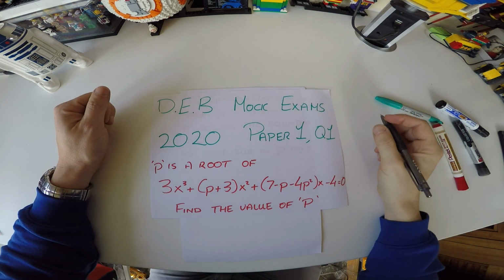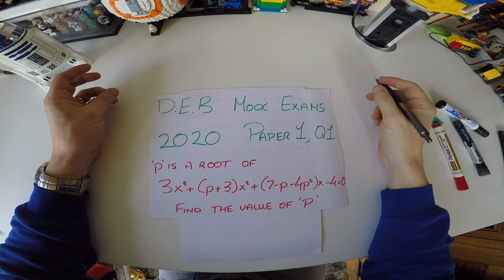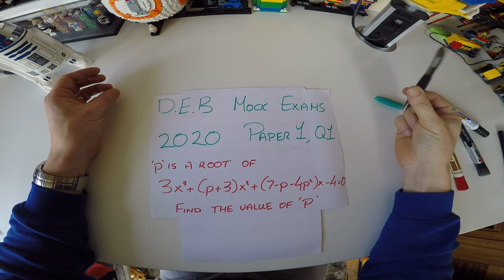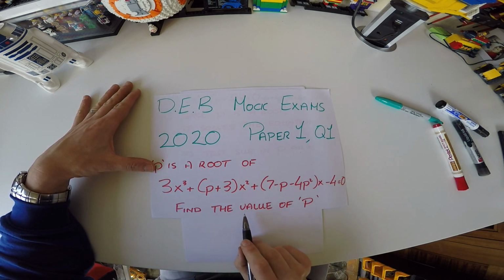Okay, this is just a test. I'm going to start with the DEB mock exams. I'm going to do the 2021s, this year's ones, paper 1, question 1. Question 1 says, if p is a root of this cubic equation, 3x cubed and all this stuff, find the value of p.